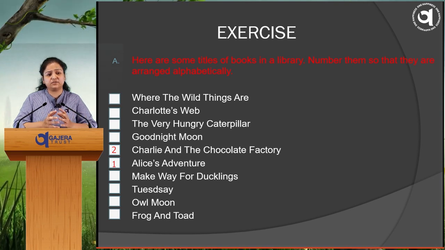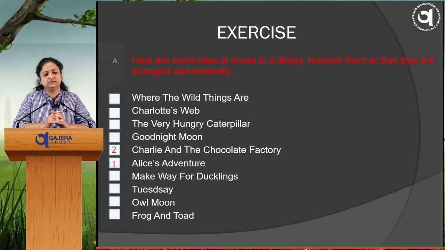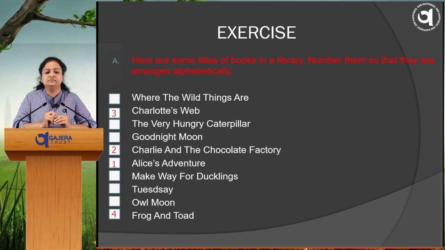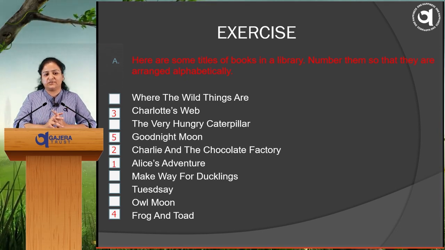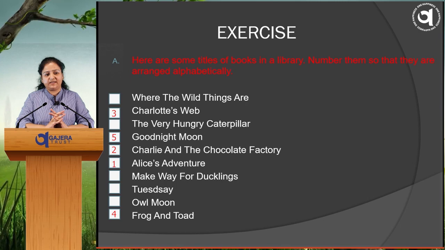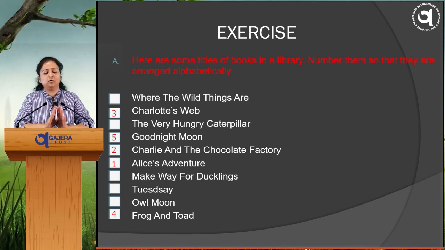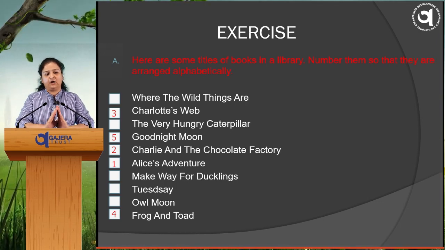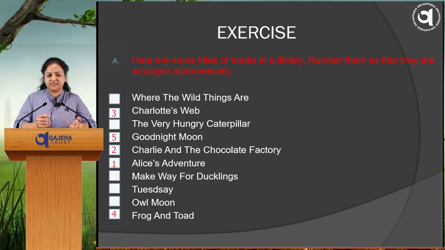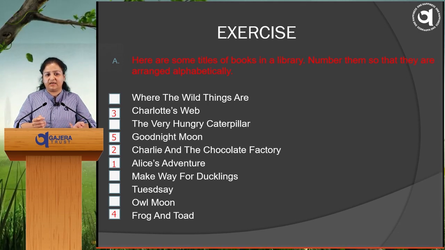Here the second letter is also the same. Moving on to the third, it is also the same. Moving on to the fourth, also the same. Then moving on to the fifth, that is also the same. So next, here I is given and O is given. In the alphabet, I comes first, then O. So the second is Charlie and the Chocolate Factory. Then third, obviously, is Charlotte's Web.